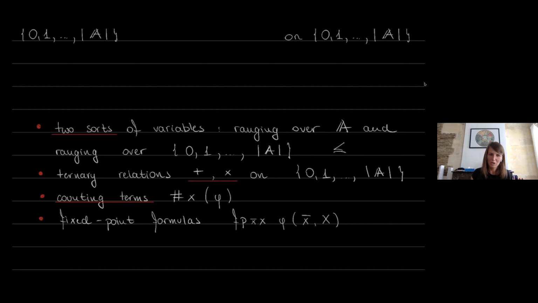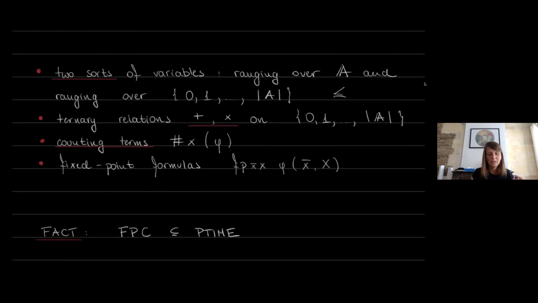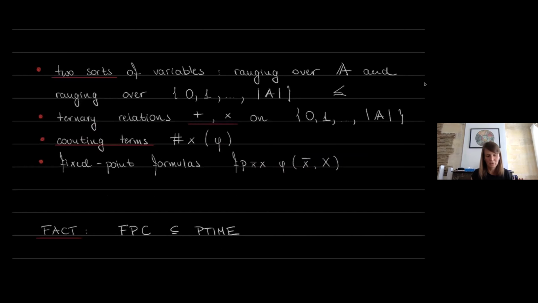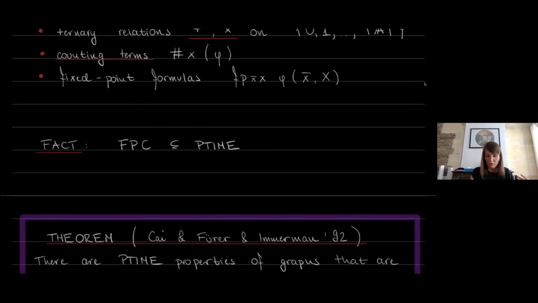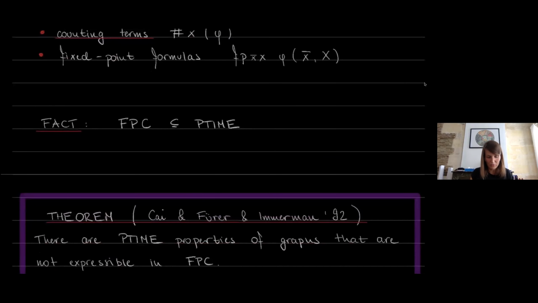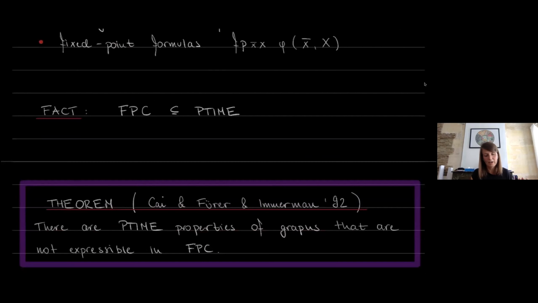So fixed point logic was never really considered as a candidate for logic for polynomial time. This logic was actually a serious candidate for logic that could capture polynomial time for a while. So in particular, it's kind of clear that every property that can be expressed in this logic is a p-time property. But it turned out, 10 years later, that there are p-time properties of graphs which are not expressible in this fixed point logic with counting.